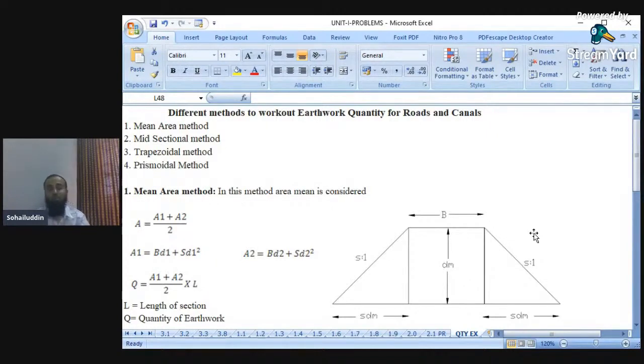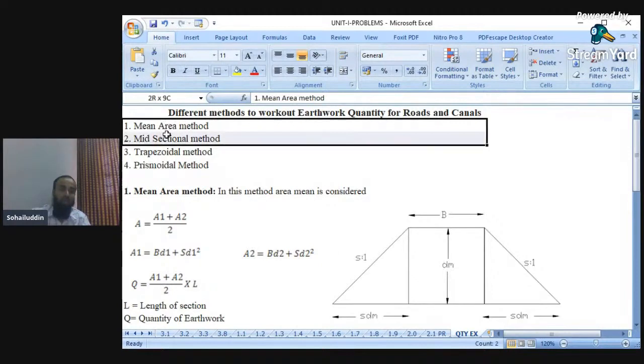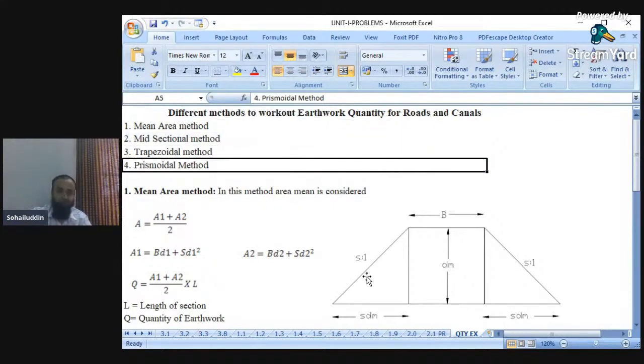But the starting two methods are the most important: the mean area method and the mid sectional method. The mid sectional area method and the mid sectional method are one and the same. These two methods are most important.